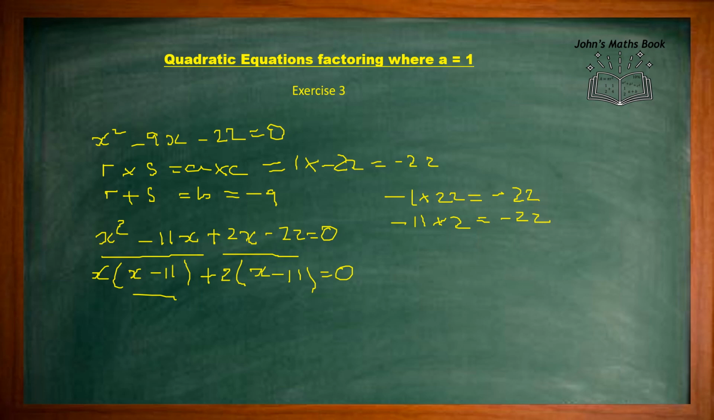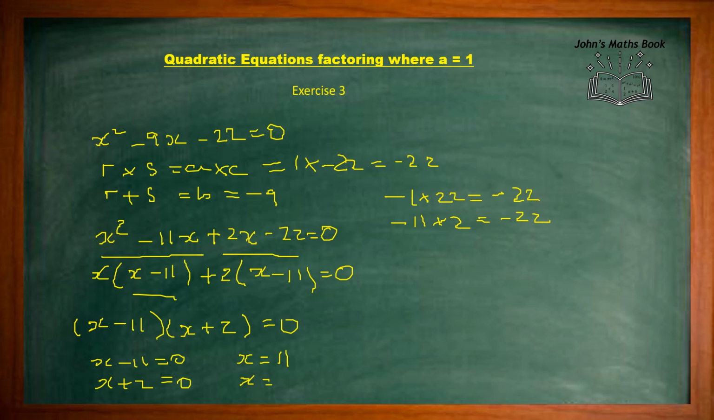So let's factorize. And we have x minus 11 multiplied by x plus 2 equals 0. So we now have two equations, x minus 11 equals 0 and x plus 2 equals 0. So if we solve these equations, we get x is equal to 11 and x is equal to minus 2.